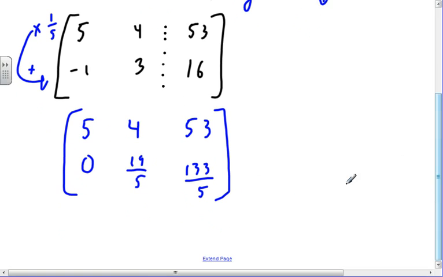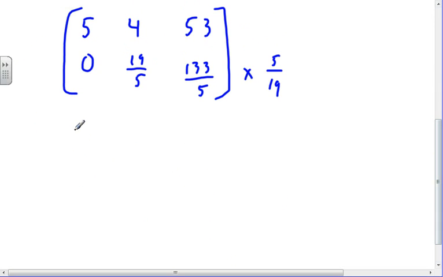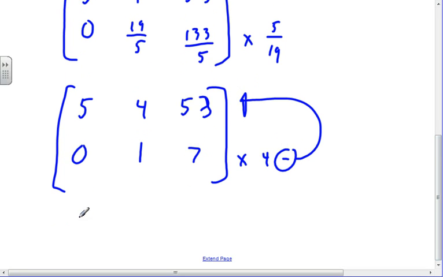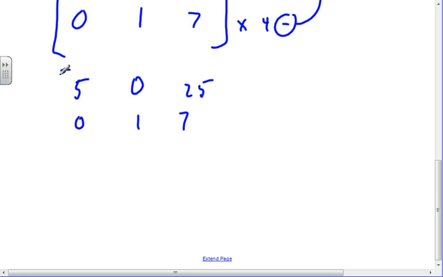All right. Then I'd like a 1 to be here, so I'm going to multiply this row by 5/19. And I'm going to have a 5, a 4, a 53, 0, 1. Now tell me that 19 goes into 133. It does, 7. Totally amazing. Then I'm going to do a times 4, and subtract from there. 5, 0, times 4 is 28. 53 minus 28 is 25. 0, 1, 7. So right now I know y is equal to 7.